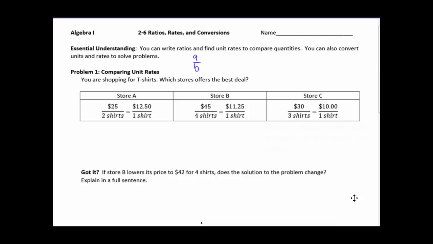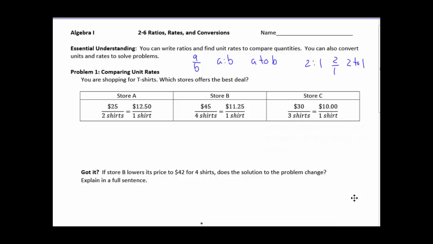We could write A over B, we could write A to B, or we can write A:B. Remembering that B cannot be 0. So for every A units of one quantity, you'll have B units of another quantity. One example is if the ratio of boys to girls in our class is 2 to 1, then we can write it in any of those three ways. What this means is we have 2 times the number of boys as girls. And a ratio that compares quantities measured in different units is called a rate.